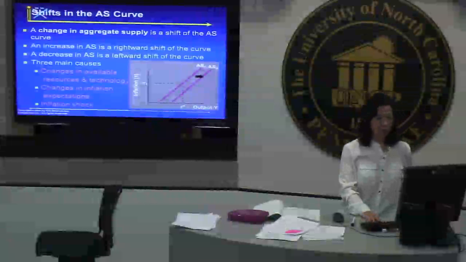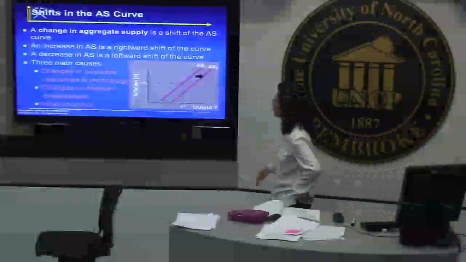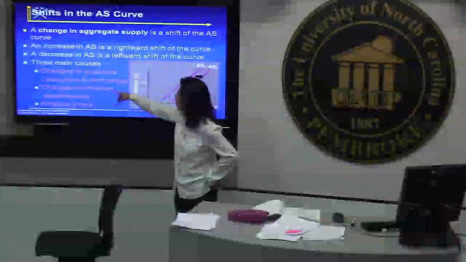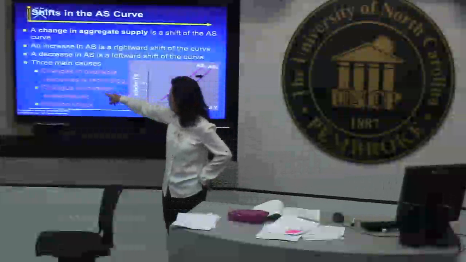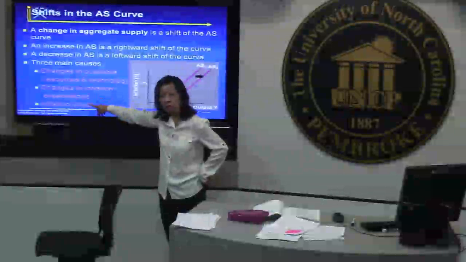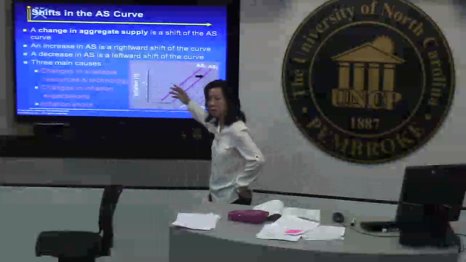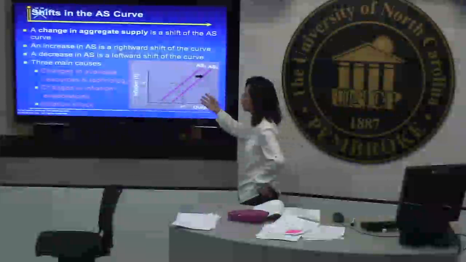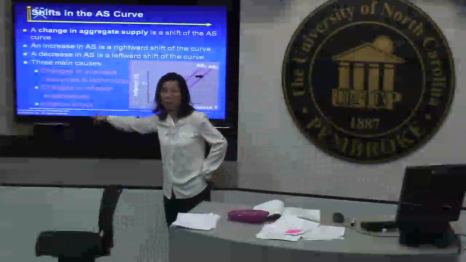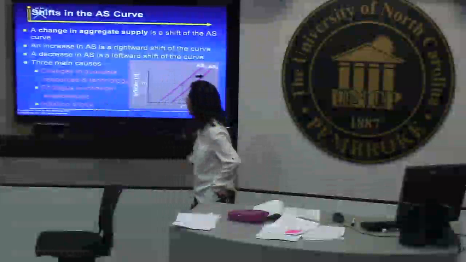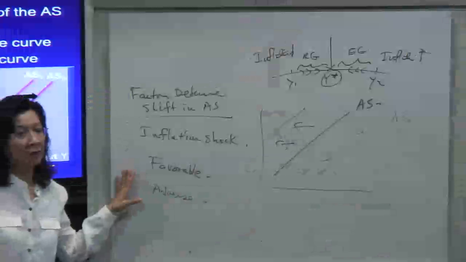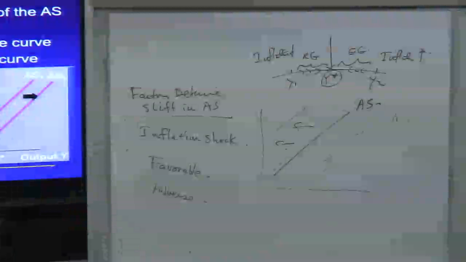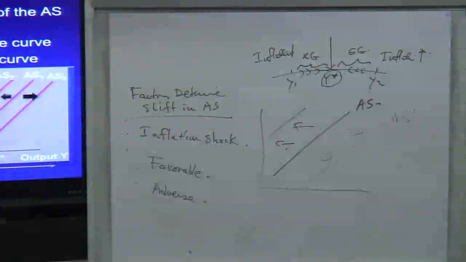So now, how do we make the AS curve shift to the right or to the left? Okay, so we're talking about, remember, changes in available resources and technology. We talked about it. Changes in inflation expectation. If there's higher expectation, AS curve shifts to the right. Lower expectation, shift to the left. Last but not least, it's your inflation shock. And that's what I'm talking about here. Okay. Now this is very important because that goes into your homework assignment.